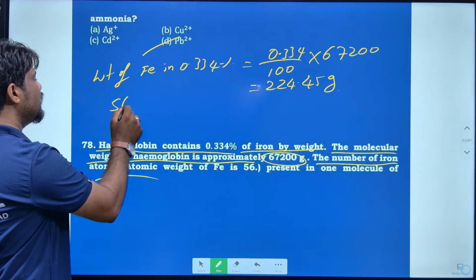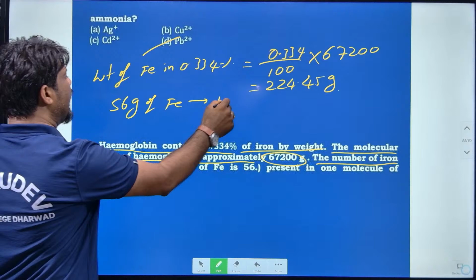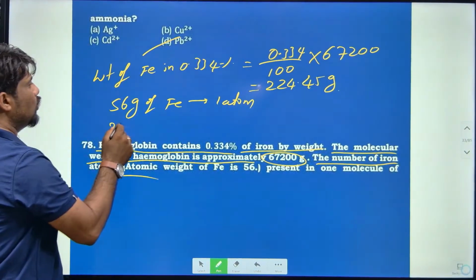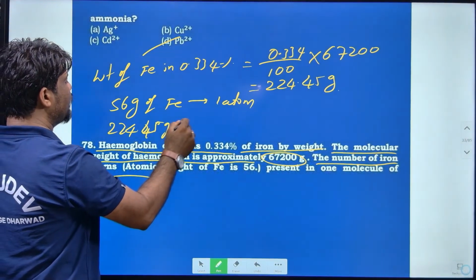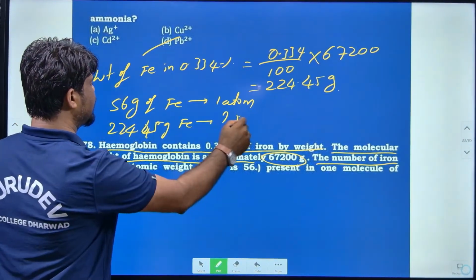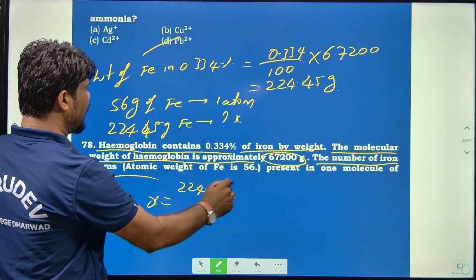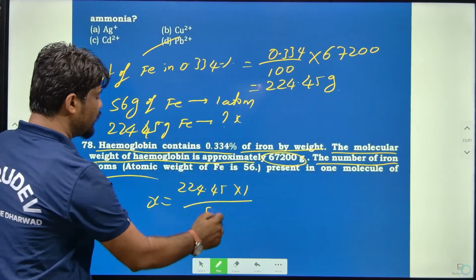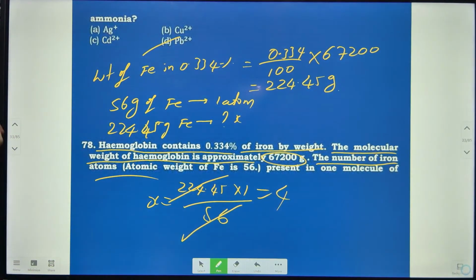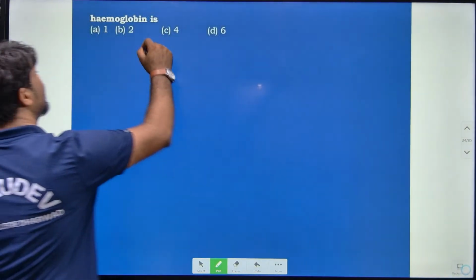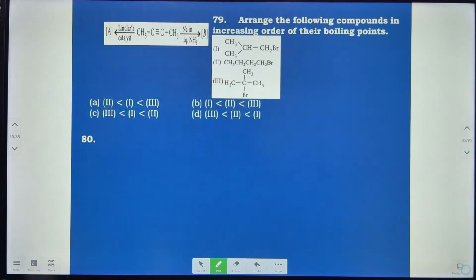So we know that 56 grams of iron contains one mole of atoms. Then 224.45 grams of iron contains how many atoms? This is X. Then X is equal to 224.45 multiplied by 1 divided by 56. 56 ones are 56, fours are 224, which means it contains 4 atoms. Well, go to the next one.